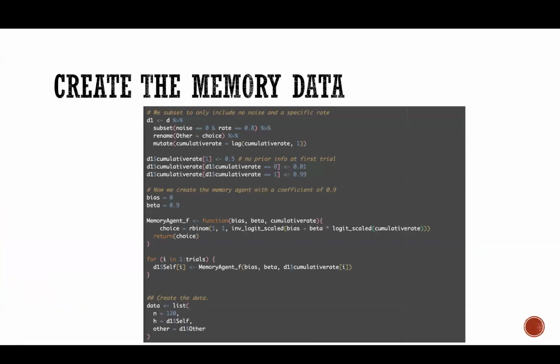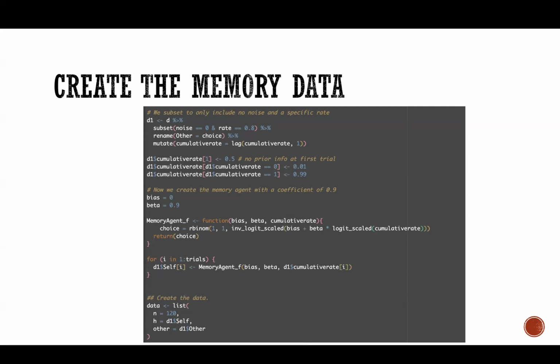So we've seen these before. We generated some data, right? We subset a random agent, which has no noise because we just want to see what happens, and a rate of 0.8. And then we create a memory agent with no bias and a very high weight for memory to play against it. We've gone through that, so I'm not going to do the full line by line. Here is the memory agent function. And here we make it play on a trial by trial basis against the random agent.